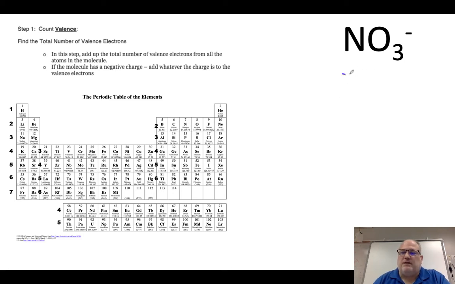We're going to start with the example of NO3 minus. I'm going to use an example that even has a minus in it so that we can give you the highest level of difficulty. The very first thing we do in every single one of these problems is figure out the number of valence electrons.